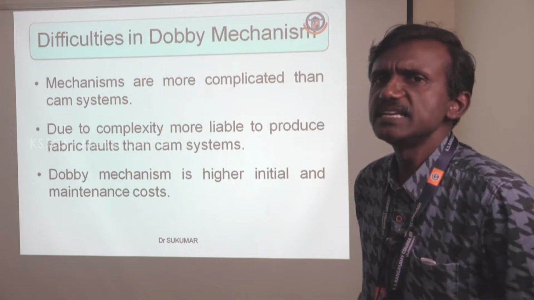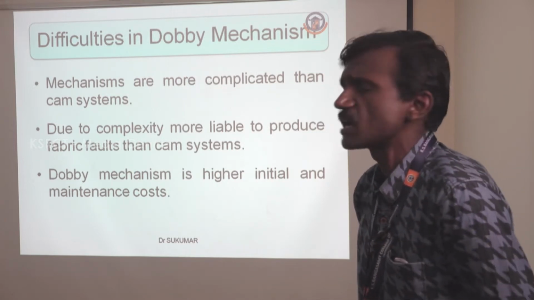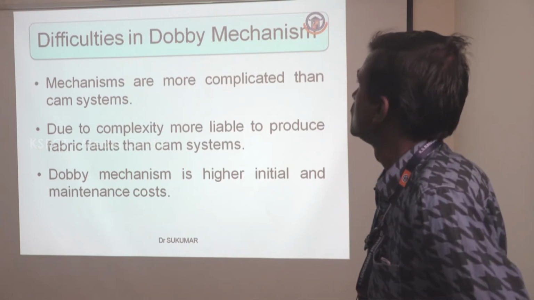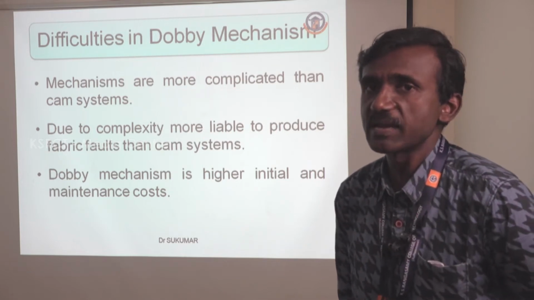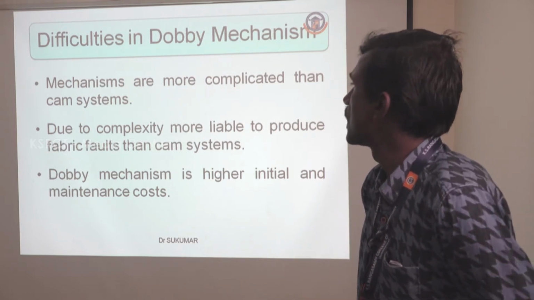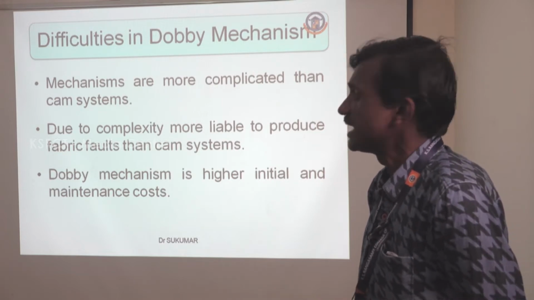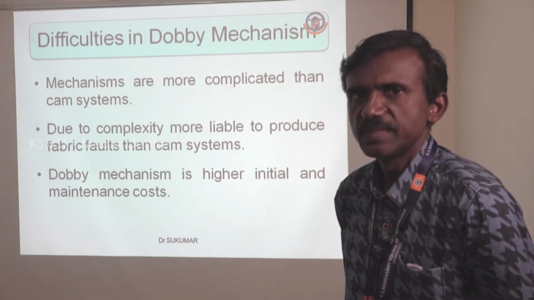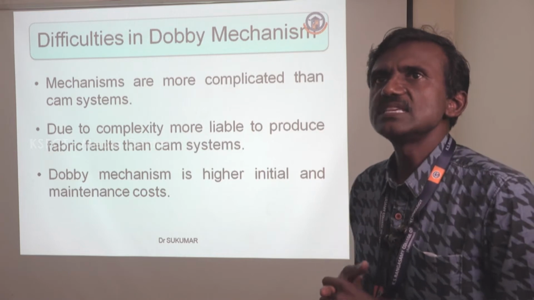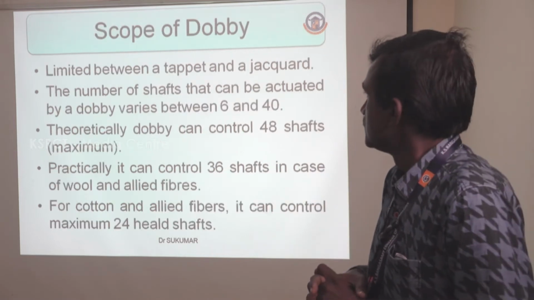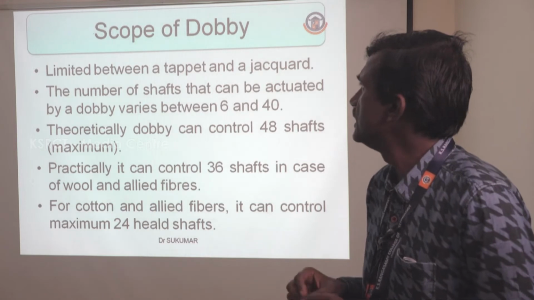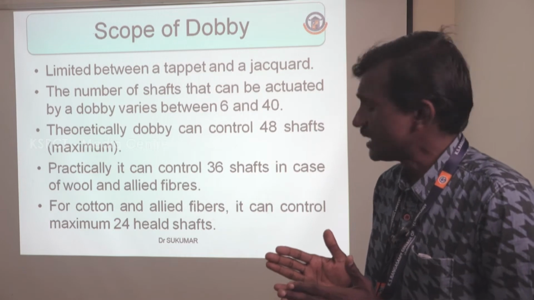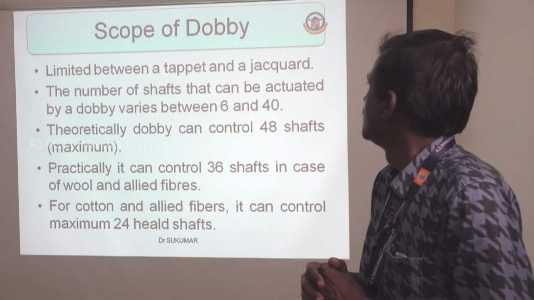Normally, the difficulty is that Dobby mechanisms are more complicated. There is a possibility that more faulty fabrics can be produced on the Dobby mechanism, mainly the mechanical Dobby mechanism. Due to the complexity, it is more liable to produce faulty fabrics than cam systems. The Dobby mechanism also has a higher initial and maintenance cost, as it is a separate device fixed on the weaving machine. The scope of the Dobby is limited between the tappet and the jacquard.